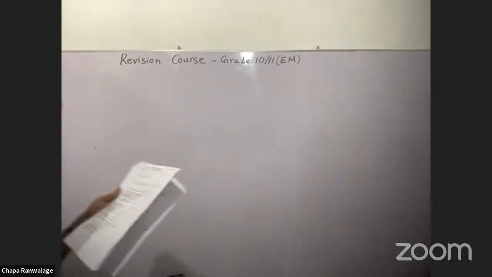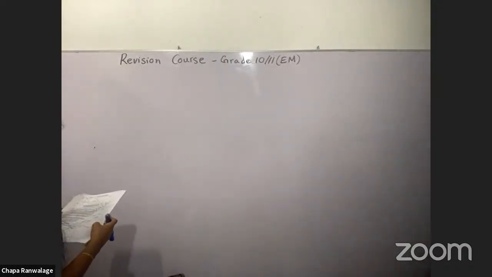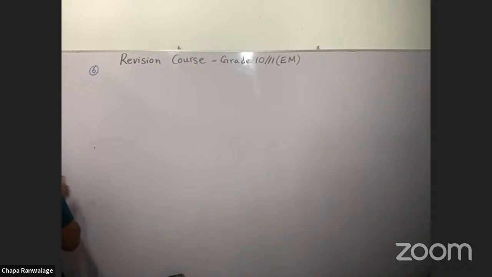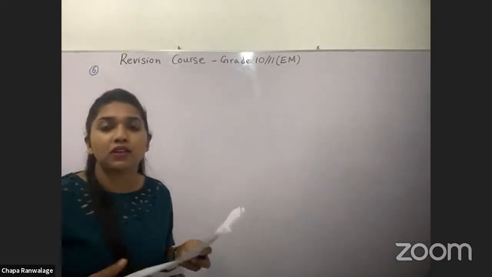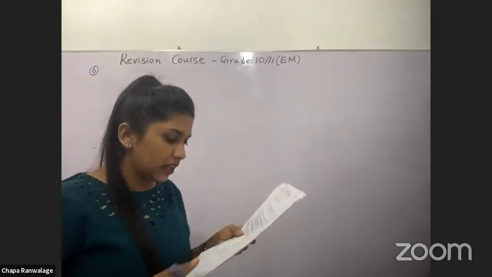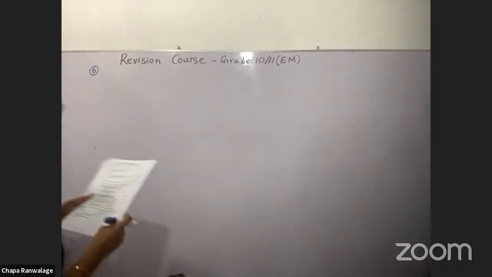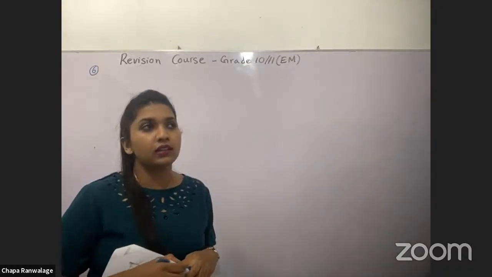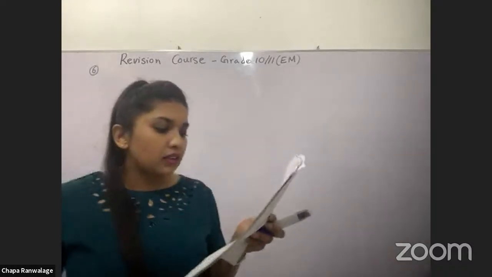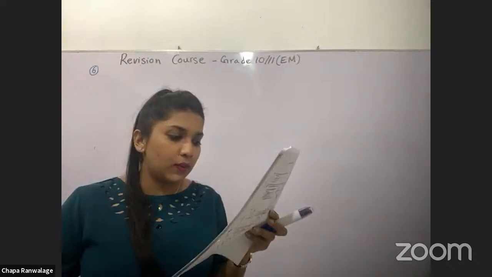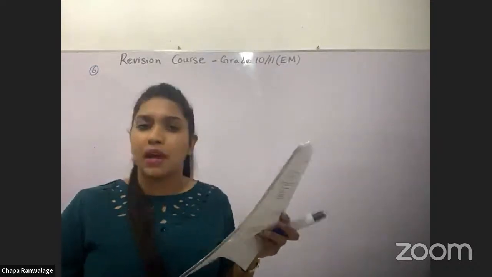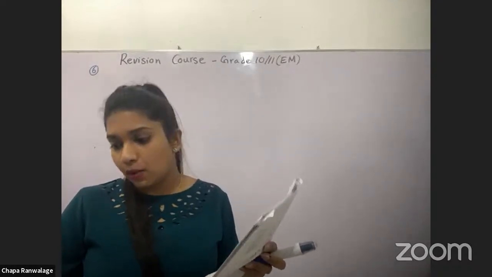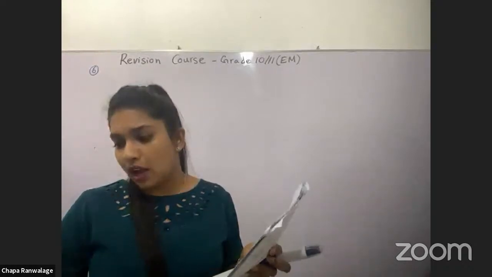So next one, sixth question. Alright, here you have to prove the properties of a parallelogram. Here you have to prove that the opposite sides of a parallelogram are equal. The opposite sides of a parallelogram are equal, the opposite angles of a parallelogram are equal, and each diagonal bisects the area of the parallelogram. You have to prove them. So how can we prove them?